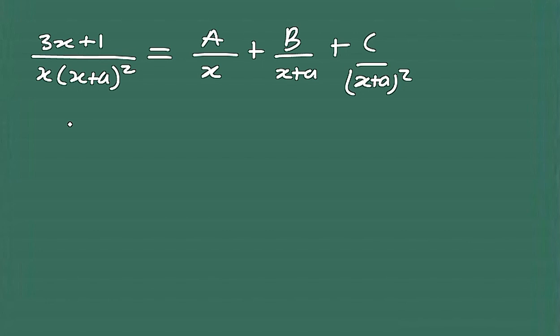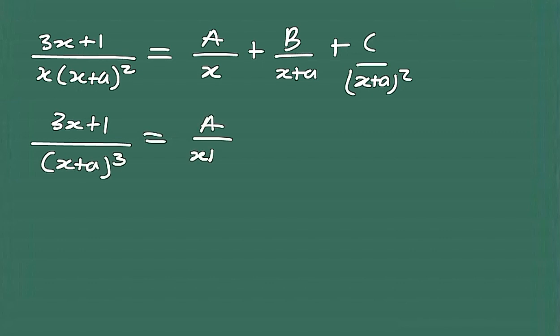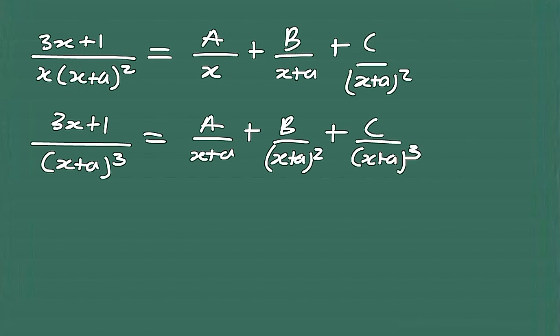Okay, if we also have a linear repeated factor denominator (x plus a) cubed, we are going to have A over (x plus a), plus B over (x plus a) squared, plus C over (x plus a) to the exponent of 3. So you notice that the exponent is first reduced by 2, then reduced by 1, and then reduced by 0.